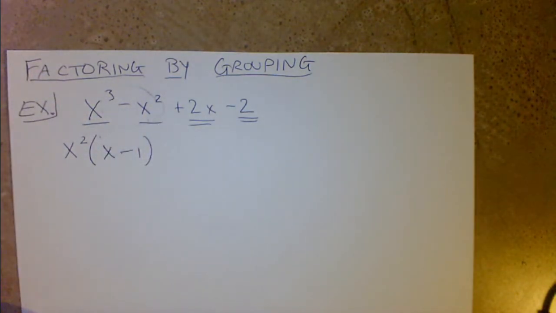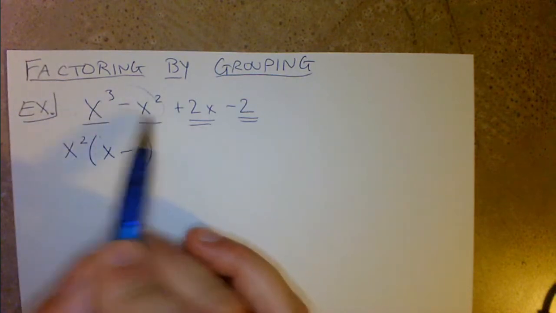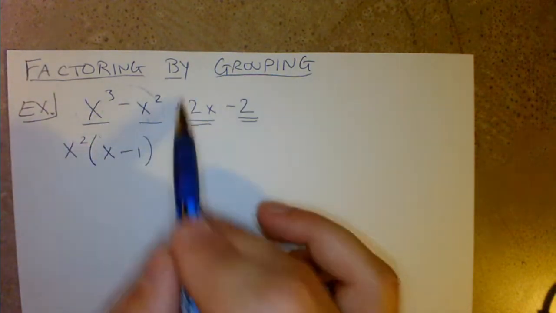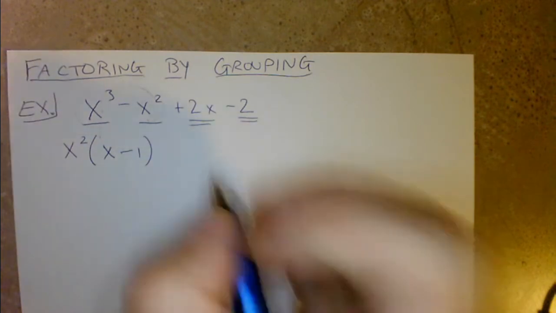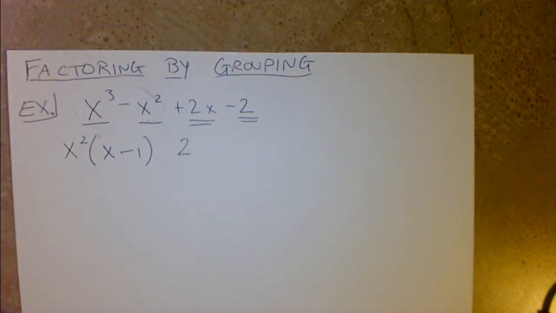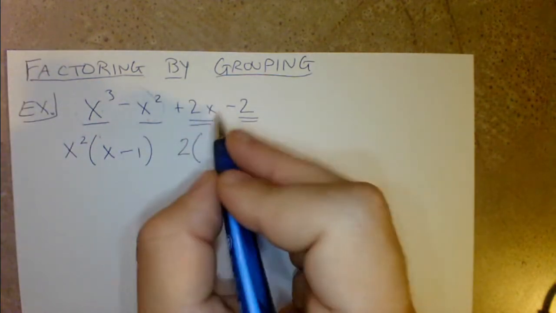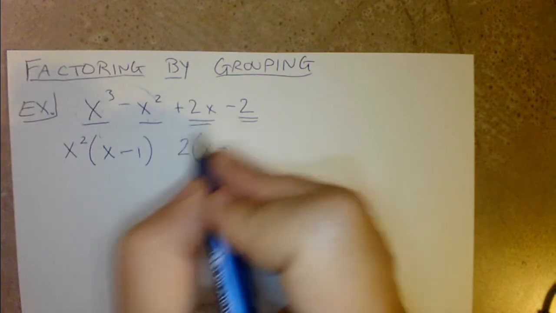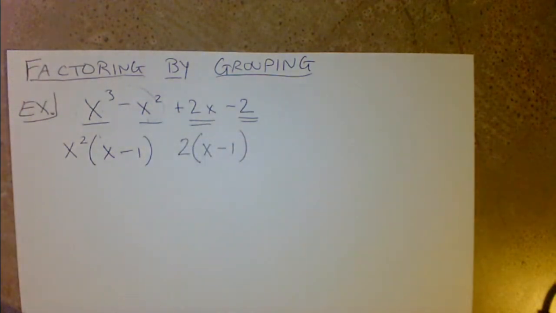Okay, so I've grouped these two things together because they share common factors. Now let's look at these two right here. What do these have in common? They have a 2 in common. All right? And when I pull that 2 out, I'm left with an x right here. And when I pull 2 out of negative 2, I'm left with negative 1.